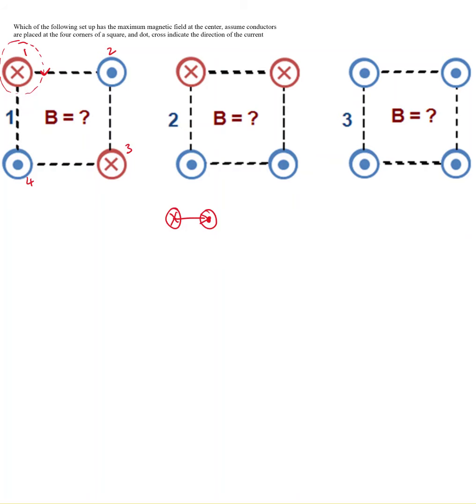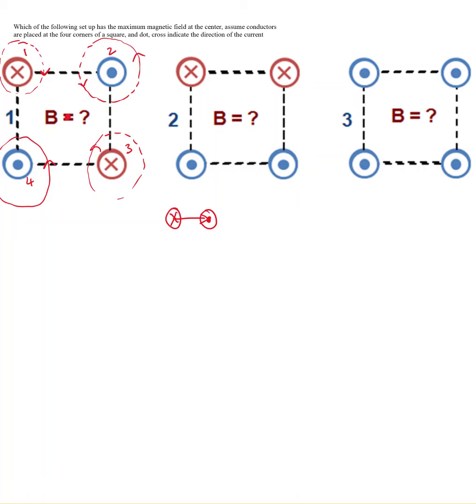Now, if you look at the dot, current is coming towards you, so the magnetic field is in an anti-clockwise direction. Looking at these four conductors, conductor 3 is clockwise and conductor 4 is anti-clockwise. Now we want to find the magnetic field at the center.